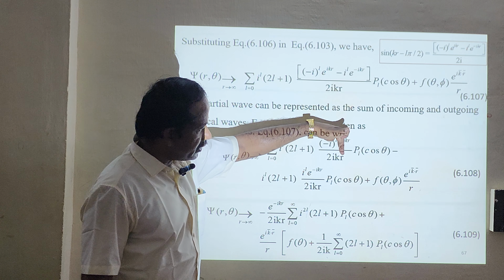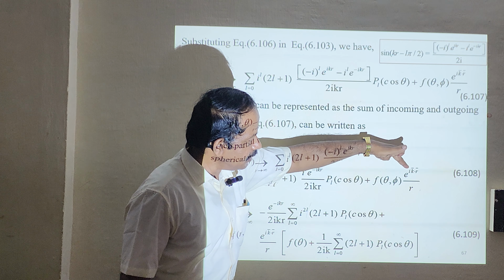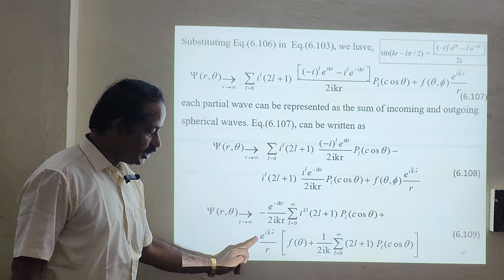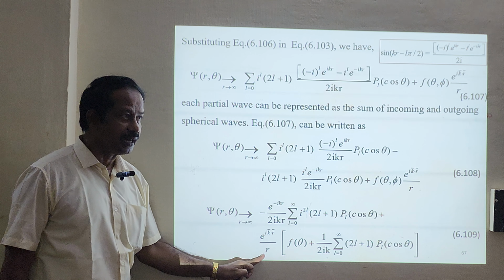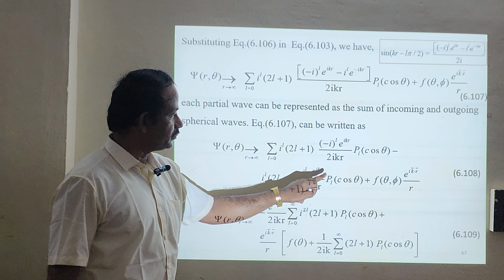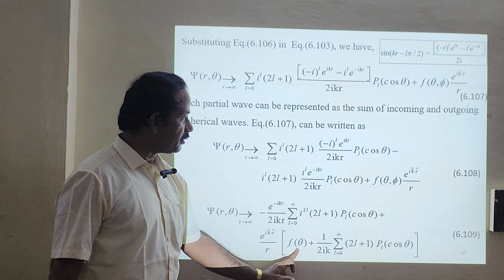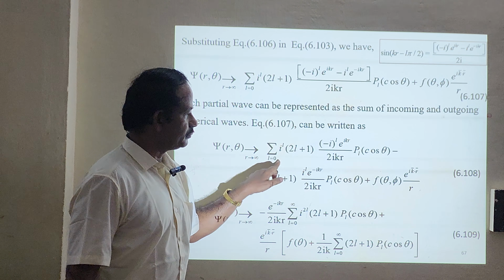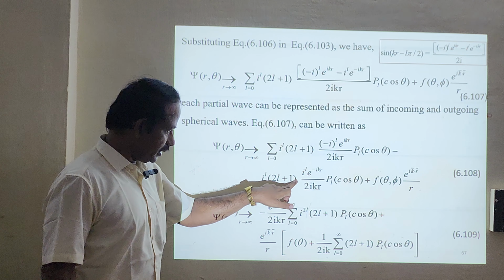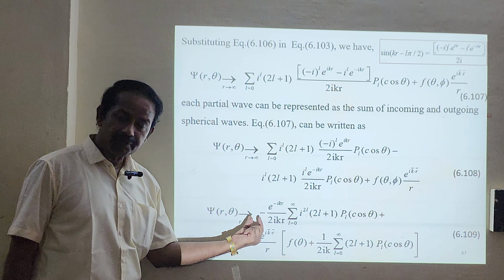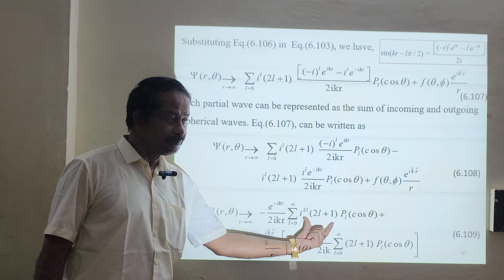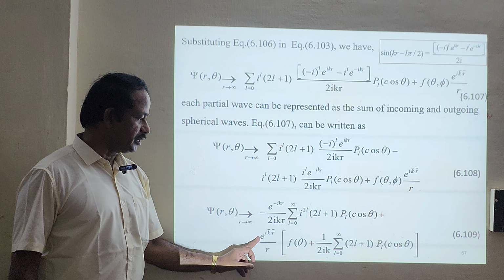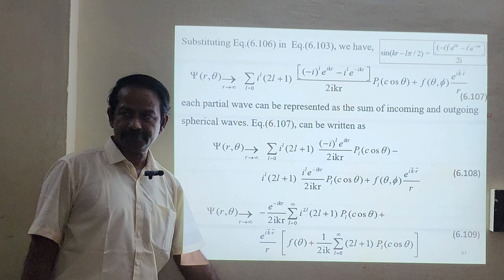The first term has e power ikr divided by r, and here also you have e power ikr divided by r. So you combine the first term and the third term and write e power ikr by r common out. The remaining term will be f of theta, phi is constant, so f of theta, plus this term. The second term is the minus term, and you pull e power ikr by r out, the remaining terms.